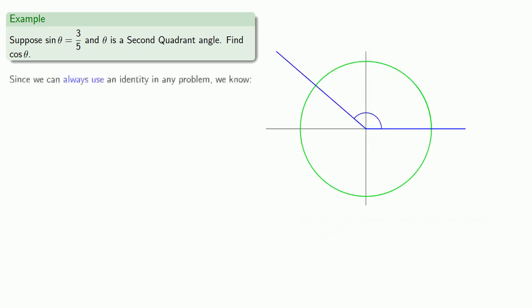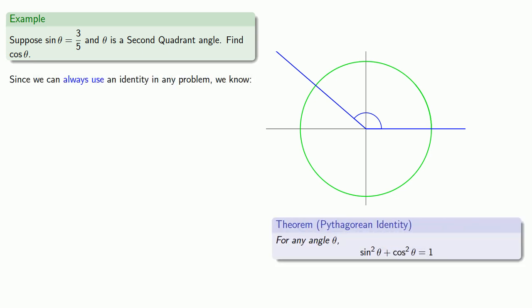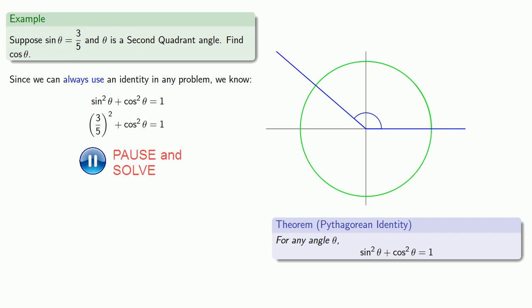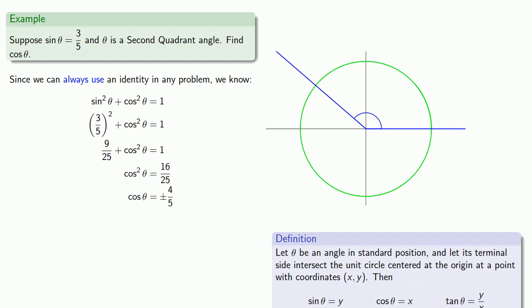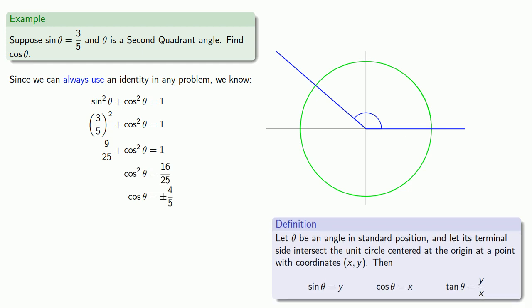Since we can always use an identity in any problem, we know that sine squared theta plus cosine squared theta must equal 1. We know the value of sine of theta, it's given to us, so we can substitute in and solve for cosine. And we have two possible values of cosine theta: plus or minus 4/5.